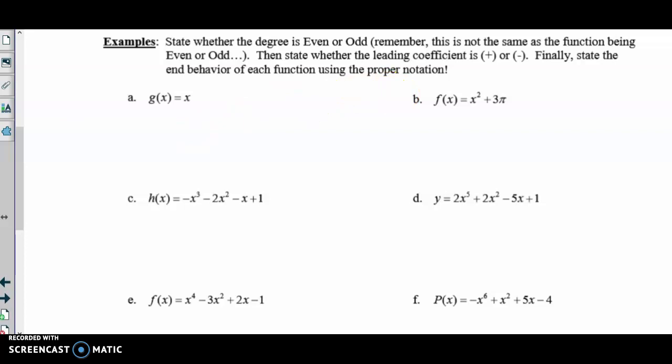I'm going to do two of them with you. Then I want you to try the rest. I'll do three of them with you, and then I want you to try three on your own and just check your answers once you're done.